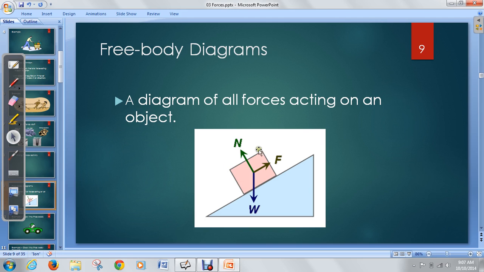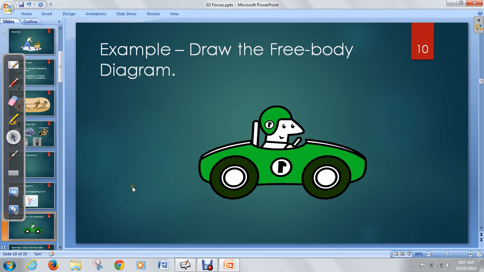So, for example, this little box here on this ramp has the force of its gravity, the weight, it has the force pushing up from the floor, it has the force of friction. Okay, so these three arrows show what all those forces are going to be. So we can do this for any object. And we usually do it really simple, you should draw a square or a dot or something to start from.